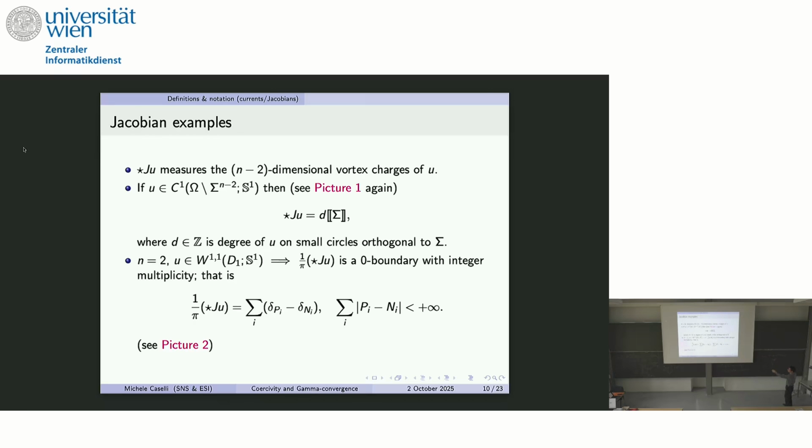And I use this to say that also the Jacobian is a boundary of a current with finite mass, but whatever. So you will have some degrees, plus and minus, maybe minus 10 degree here, plus 9 here, whatever, but the point is that you can have clustering dipoles for a map in W^{1,1}. So the sum here can be infinite. The Jacobian can have infinite mass in W^{1,1}.